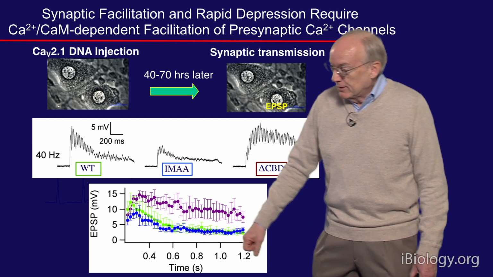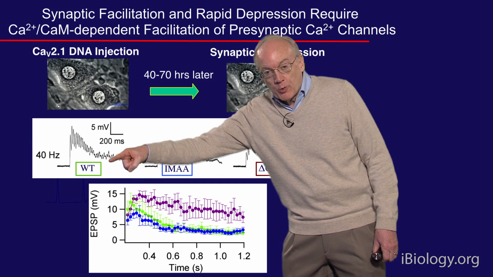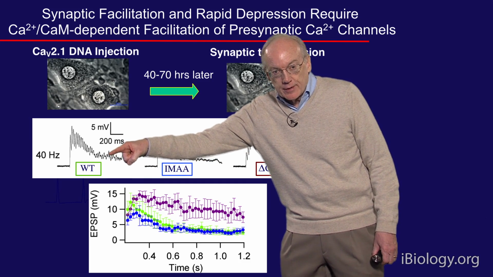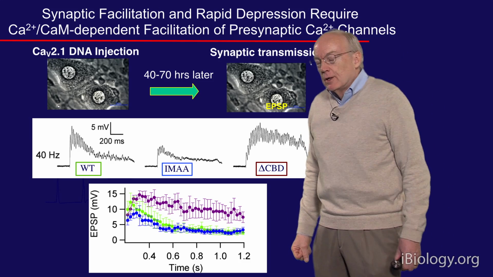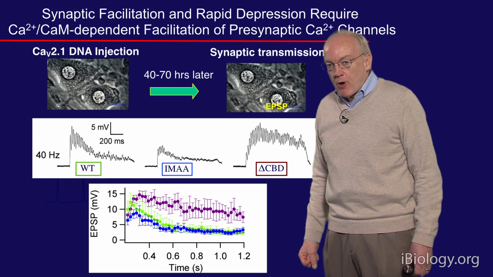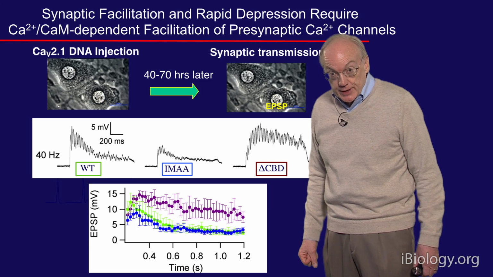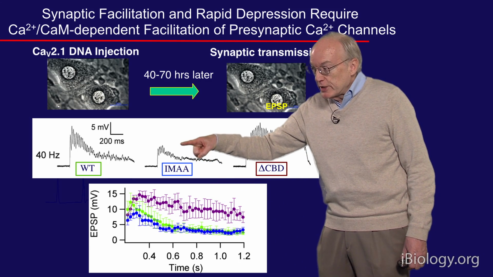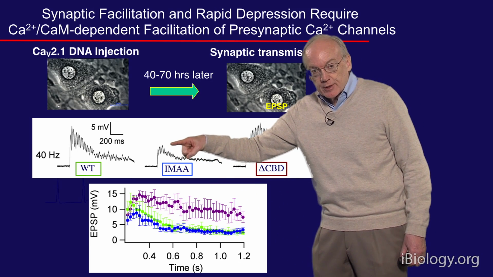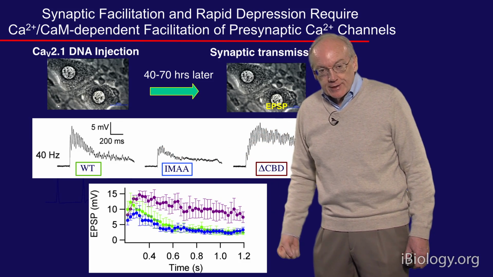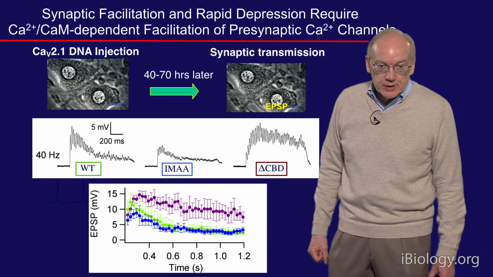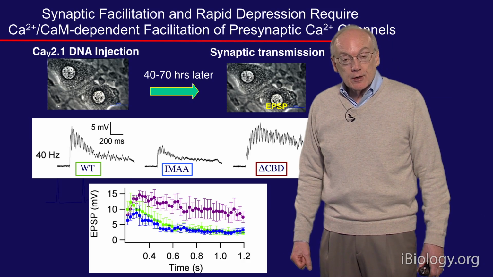When we do that, with the wild type channel, we see the normal facilitation and depression that this synapse would show. If we put in a channel that is unable to respond to calcium by facilitating, we greatly decrease the size of the postsynaptic transmission and we decrease the facilitation. So facilitation of the synaptic transmission is dependent on facilitation of the calcium channel.